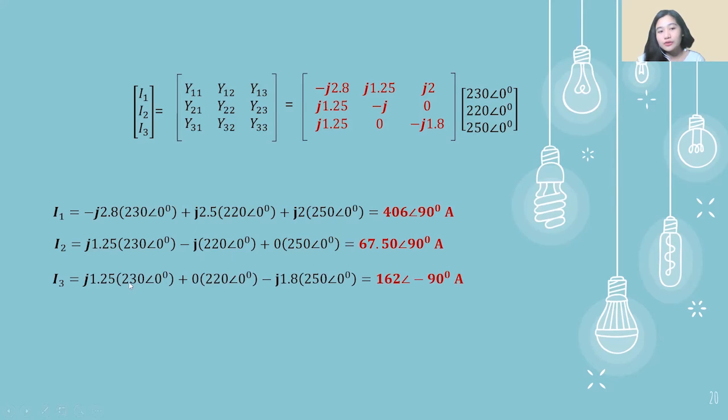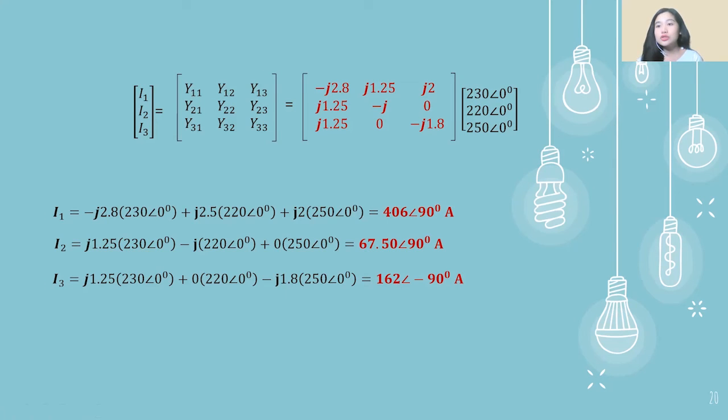J1.25 times 230 at an angle of 0, 0 times 220 at an angle of 0 degrees, and negative J1.8 multiplied with 250, which is our third voltage, at an angle of 0 degrees. So, why is it negative again? Because J1.8 is negative and our positive operation will become negative, or subtraction. So, yielding a result of 162 at an angle of negative 90 degrees ampere.